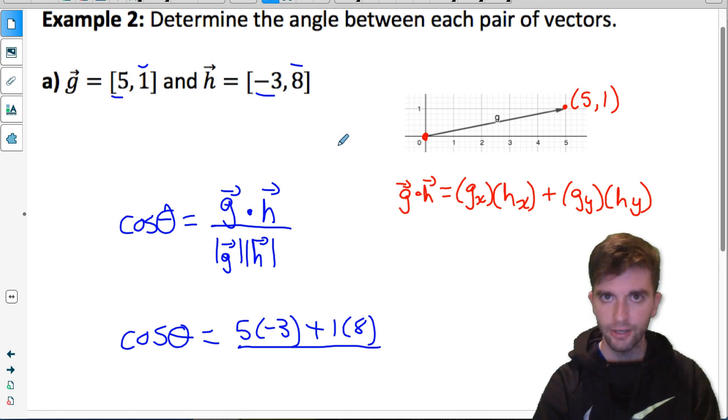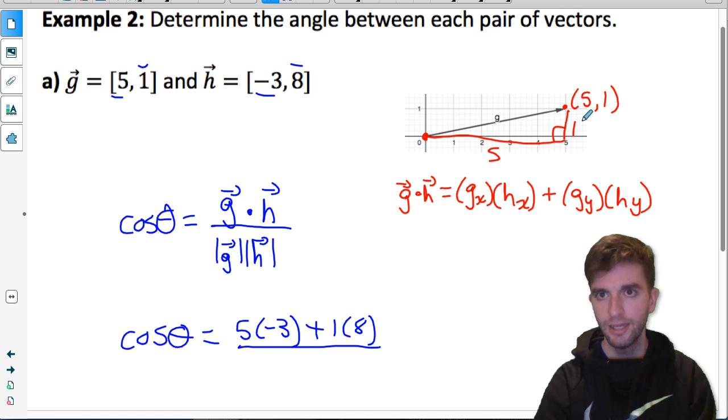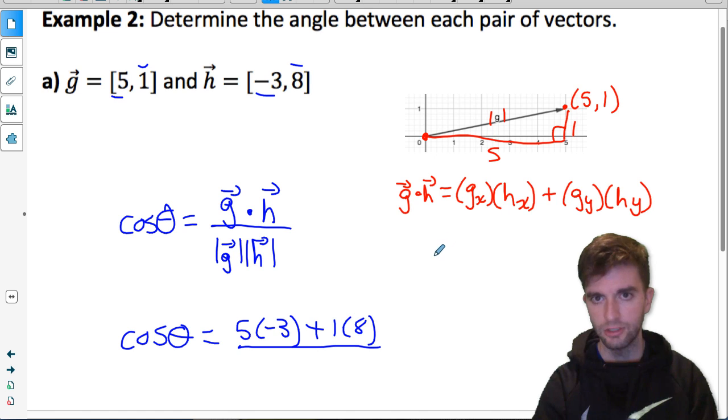And looking at this diagram, finding the magnitude of this line would be very easy to find. Because think of this as a right triangle. In this right triangle, this side length is 5, and this side length is 1. Notice this side length is equal to the x component of the vector, and this side length equals the y component of the vector. So I could use Pythagorean theorem to solve for the magnitude of vector g.